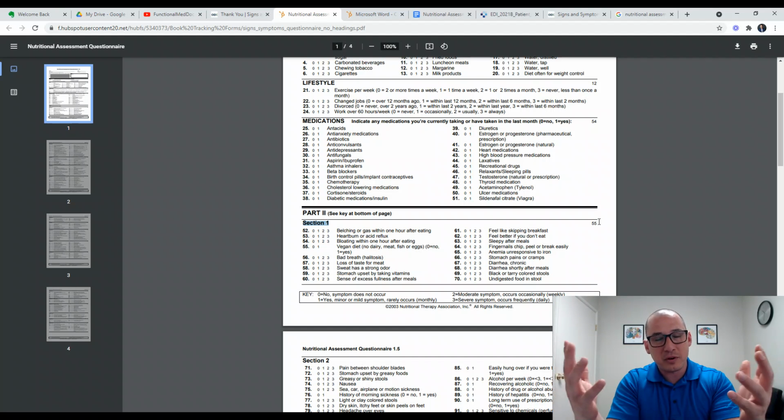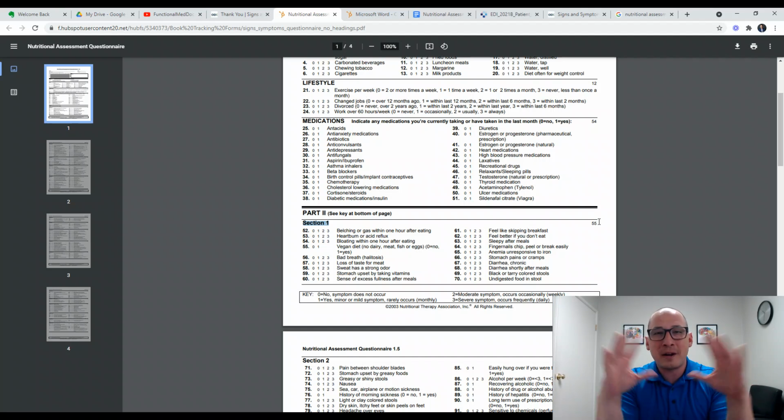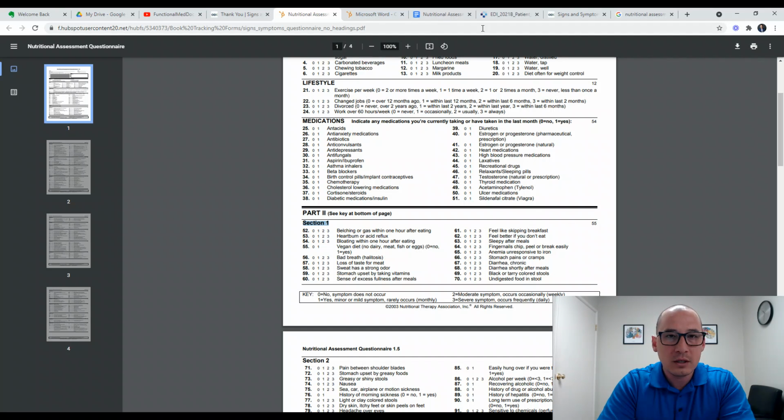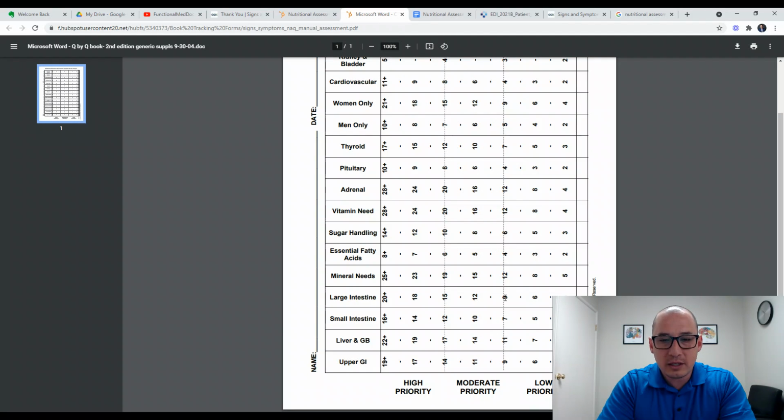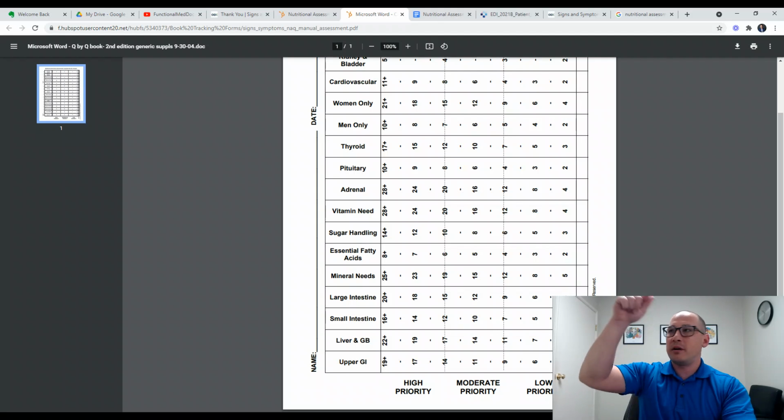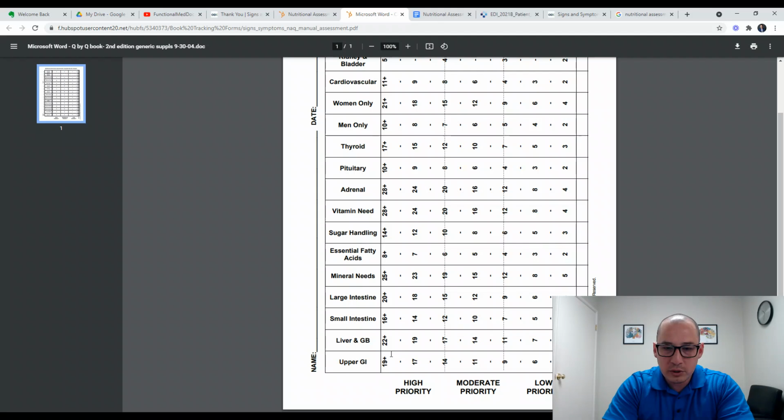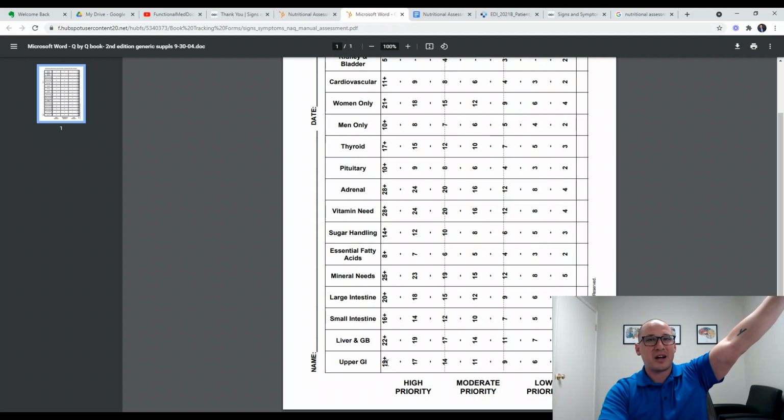Of course, 3s all the way down would be incredibly severe. Now, when you come over here, let's say that symptom load was 19. Let's say you had 1 on every single symptom. Well, you're already ranking at the top of this high priority list. So anything 19 and above is off the chart high priority.